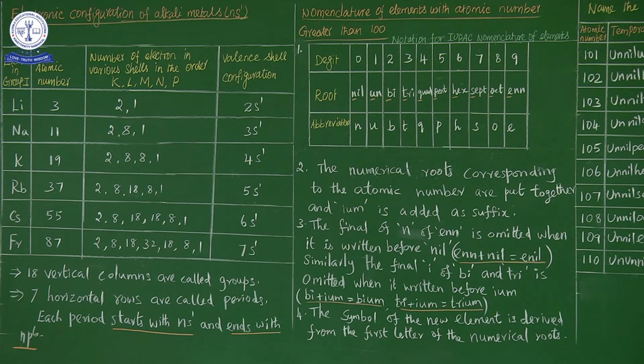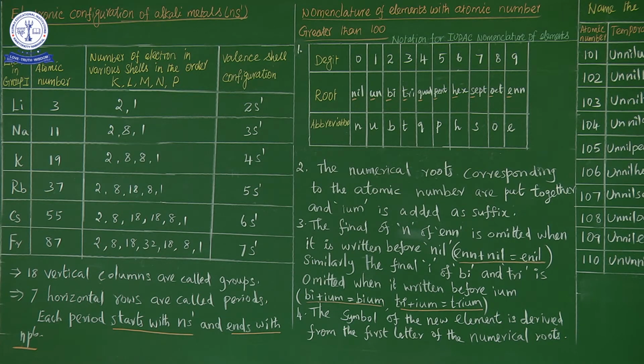Even though elements are in one group, they are different elements with different atomic numbers, that is, different numbers of electrons. So the number of electrons varies, but they have similar properties because they have the same valence shell configuration.